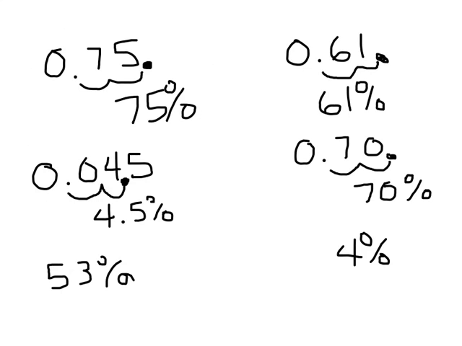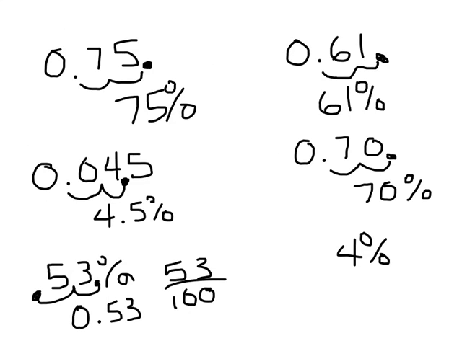Now let's convert percents back to decimals. Write 53% as a decimal. This time I have 53 over 100, so I can divide 53 divided by 100. It appears that the decimal moves once, twice to the left, so the answer is 53 hundredths. Turn 4% into a decimal. Well, when I divide by 100, I get 4 hundredths.